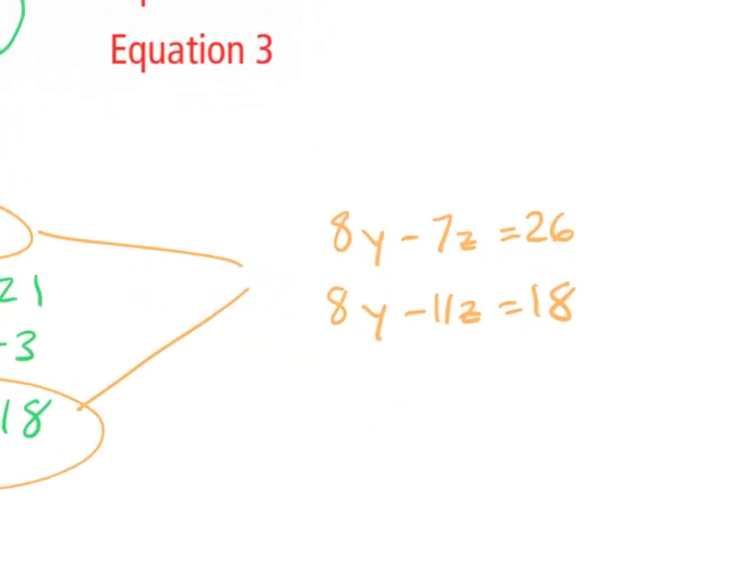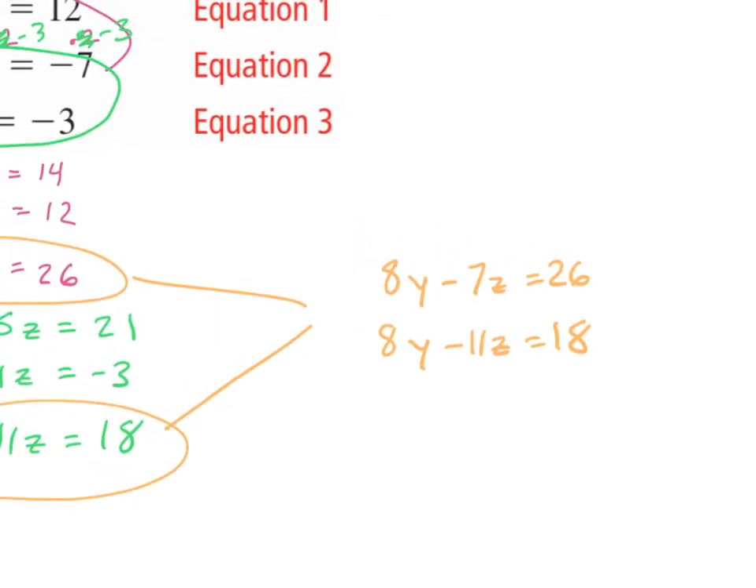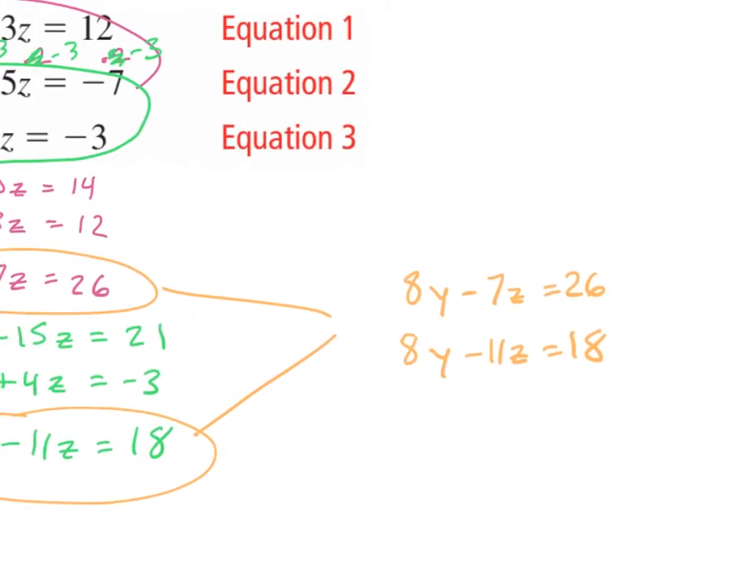What variable do you think would be easiest here to cancel out? The y. And what do we have to multiply by which equation to get our y's to cancel out? The top by a negative. Perfect. We could multiply the top or the bottom by a negative 1, but let's just multiply our top by negative 1. So we have to multiply everything in our equation by negative 1. So I'm going to rewrite the top down below. So we have negative 8y plus 7z is equal to negative 26.